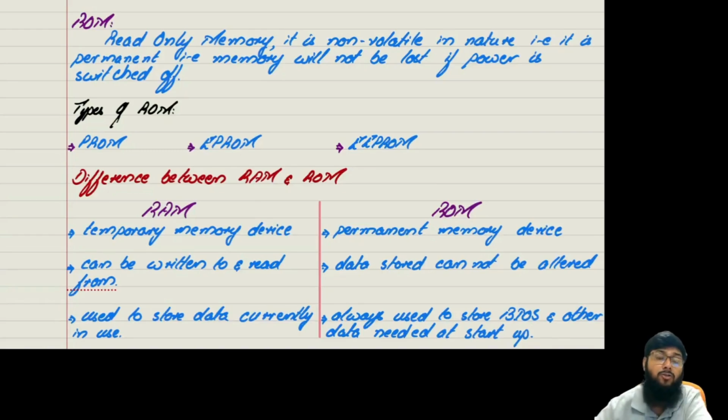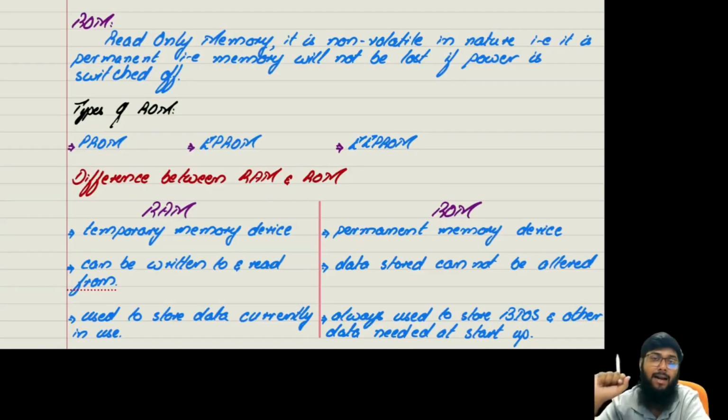Now we're coming to the next topic for the primary memory, regarding ROM. ROM is actually read-only memory and it's non-volatile in nature. Now what do you mean by non-volatile? Non-volatile refers to it being permanent in nature. That means whatever you store in the ROM will stay in the ROM unless you delete it manually. It won't be deleted as soon as you shut down the power.